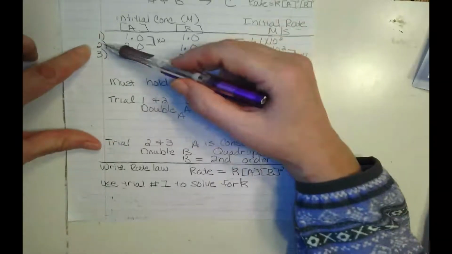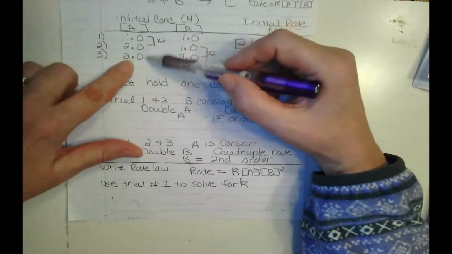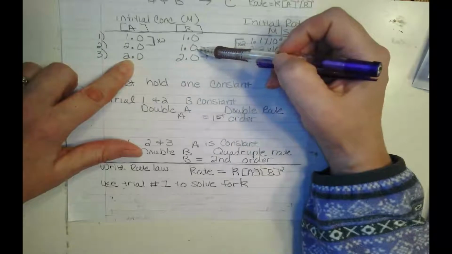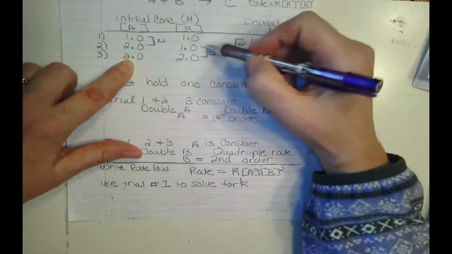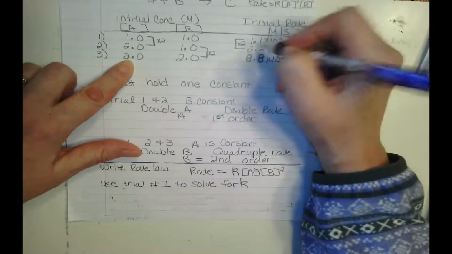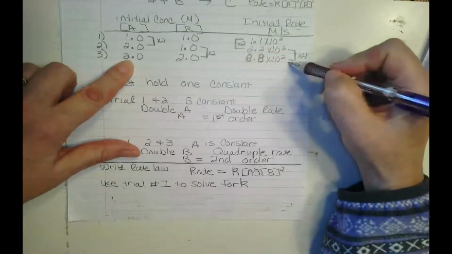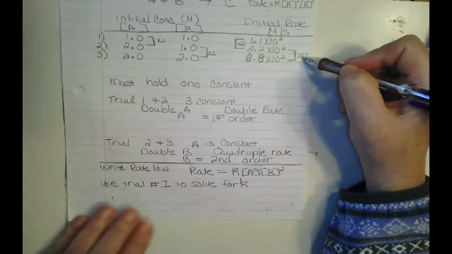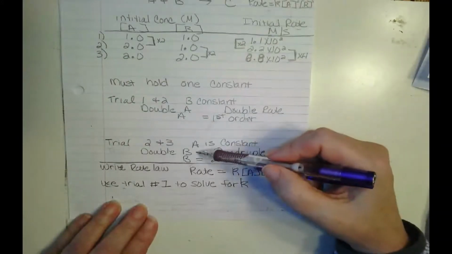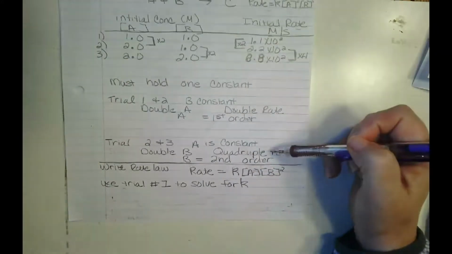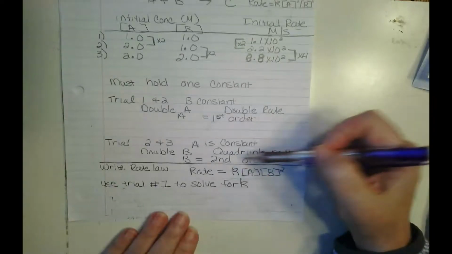Then we need to see what happens when B is doubled, and I need to look at trials 2 and 3 here because my A needs to be held constant when I look at what happens when I change B. So B right here is doubled, and my rate goes from 2.2 to 8.8. That's times 4. So when I doubled my B, my rate quadrupled, which means B is second order.